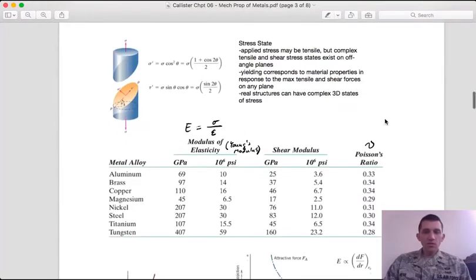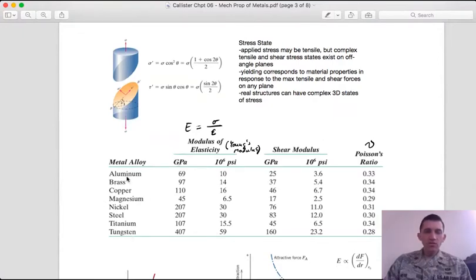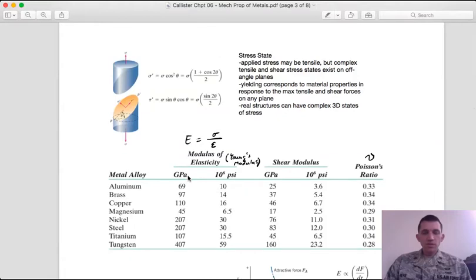And if you look at this table here, you can see for most, or at least all materials in this table, and all materials generally, the shear modulus is about a third or so of the Young's modulus. And so the ability to resist tensile forces is generally several times greater than the ability to resist shear forces.